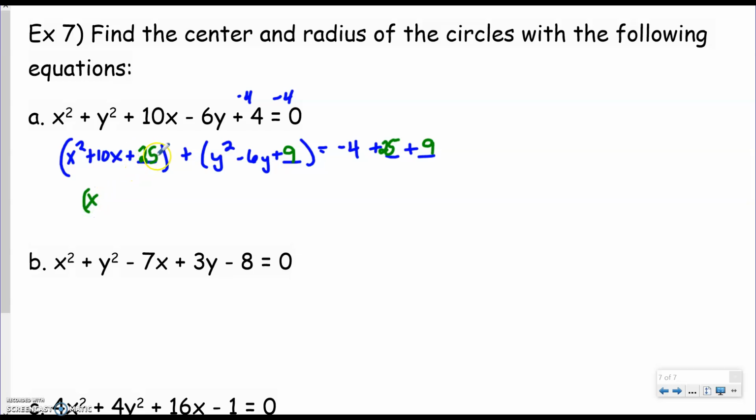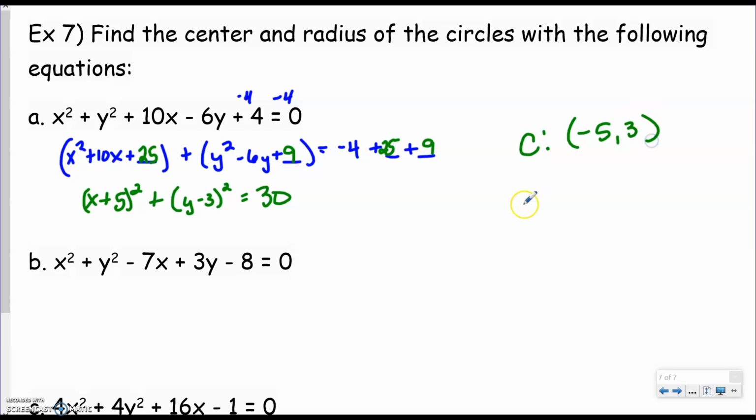So the two numbers that multiply to give me 25 and add up to 10 are 5 and 5, so I really have x plus 5 squared here. And the numbers that multiply to give me 9 and add up to -6 are -3 and -3, so I have y minus 3 squared there. And if I combine everything together on the right side, 25 plus 9 is 34, and -4 gives me 30. What that does is it allows me to find my center, which is at -5, +3, and my radius, which is the square root of 30. And I can't break that down at all.